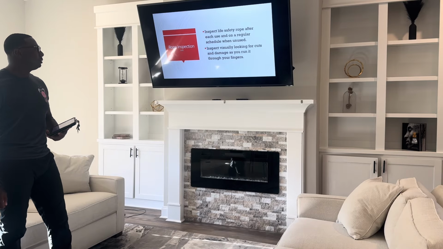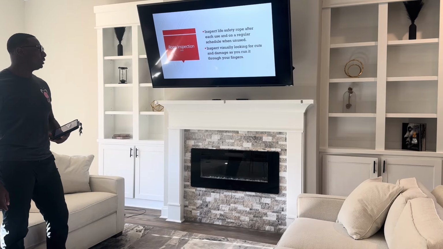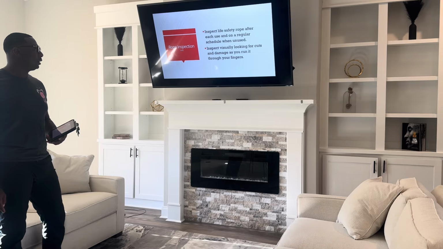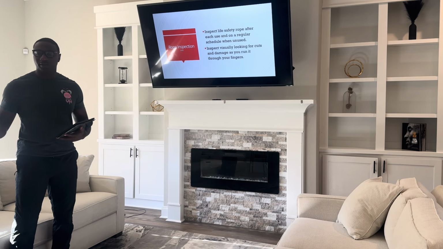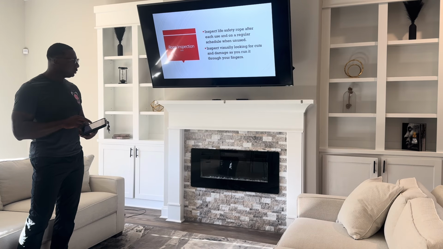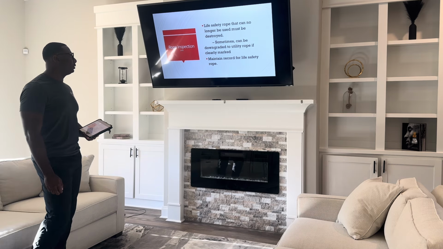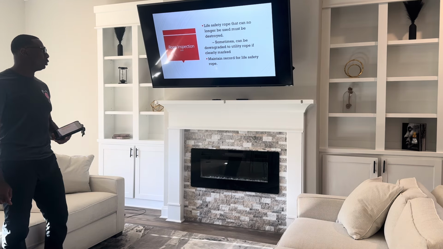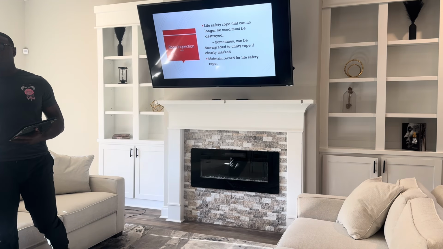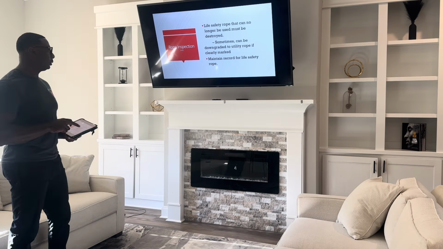Rope inspection: inspect life safety rope after each use and on a regular schedule when unused. Inspect visually, looking for cuts and damage, and run your fingers through it, inspecting for damage. Life safety rope that can no longer be used must be destroyed. You can use life safety rope as utility rope, but you need to label it so you can identify it as utility rope.